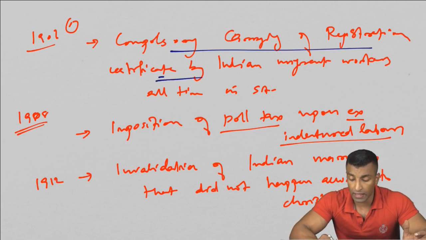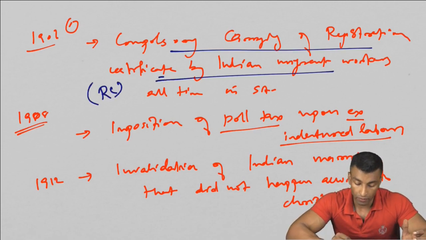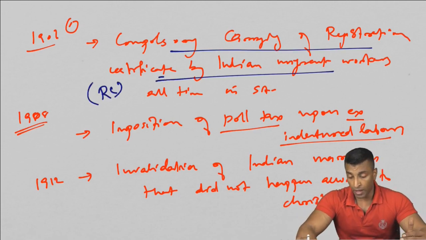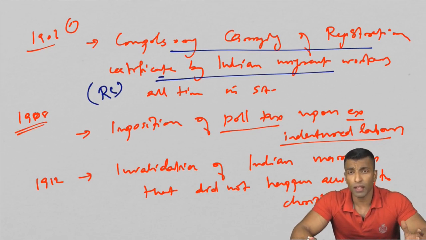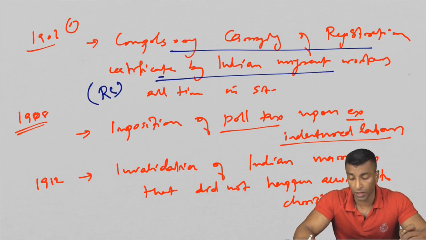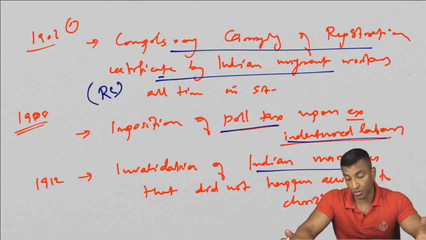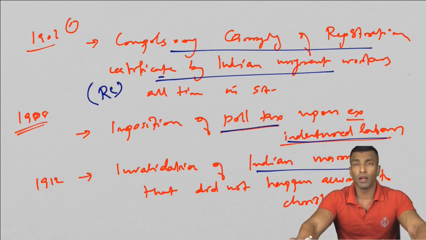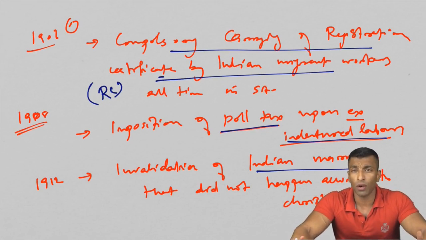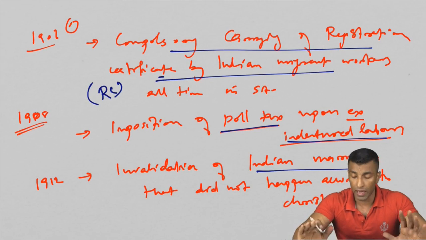So first one, compulsory carrying of the registration certificate, we can write RC, by Indian migrant workers all the time in South Africa. Then imposition of poll tax upon ex-indentured laborers. Invalidation of Indian marriages which did not happen according to Christian customs. That means you are not allowed to register a marriage if it did not happen according to Christian customs. It is against the religious freedom of Indians. Okay, we'll come back to all these.